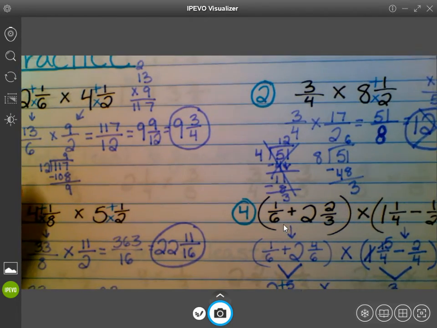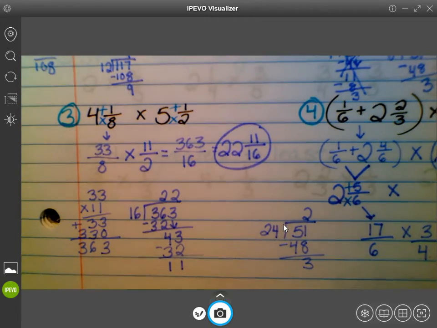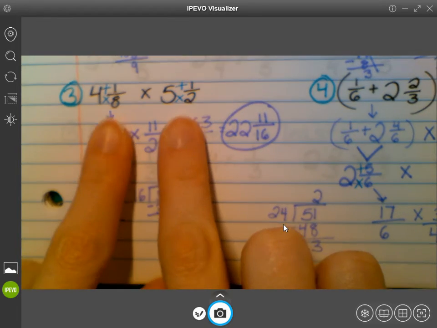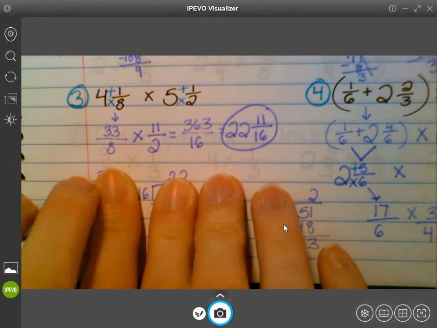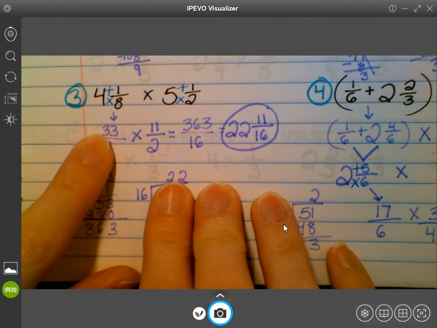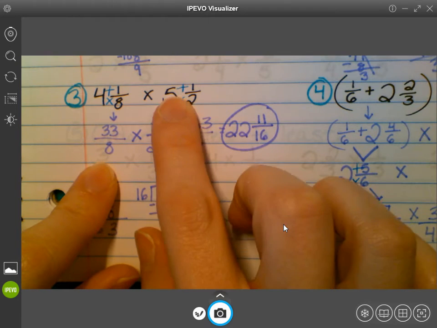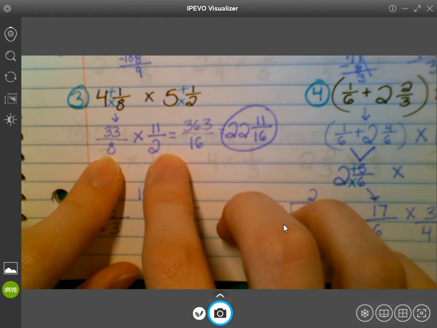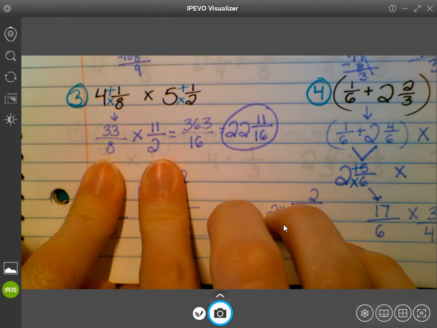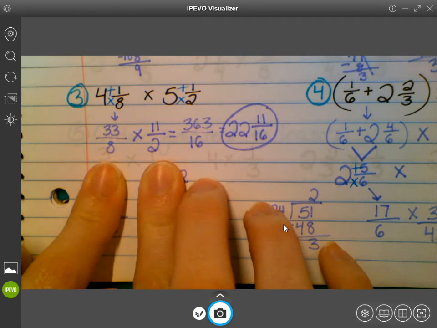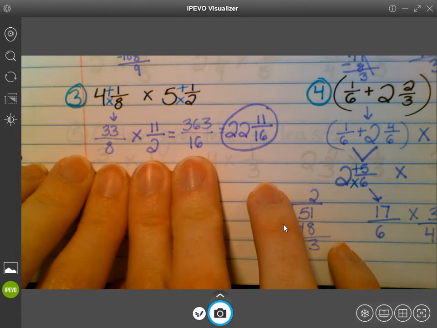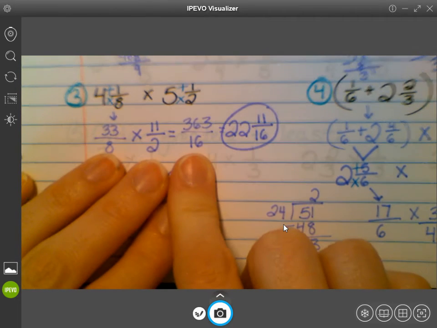Exactly. All right. Then we have number 3. So number 3, 2 mixed numbers. So, again, I converted them into improper fractions because I was using method 2. So, 8 times 4 is 32, plus 1 is 33. 5 times 2 is 10, plus 1 is 11. So I get 33 over 8 times 11 over 2. Yes, Drew? Yep. So when we take 33 over 8 times 11 over 2, we get 363 16ths.